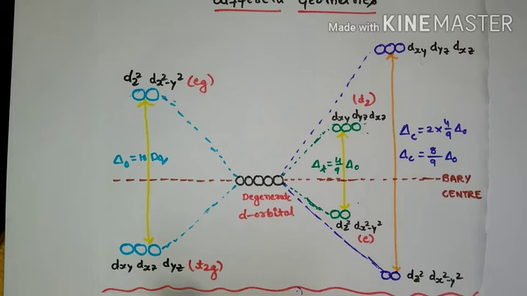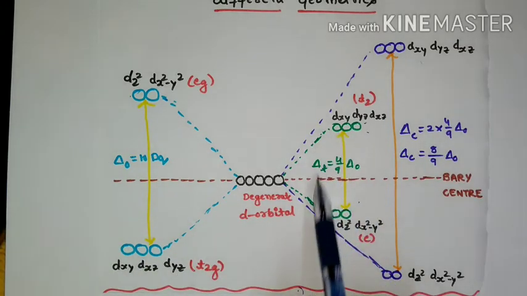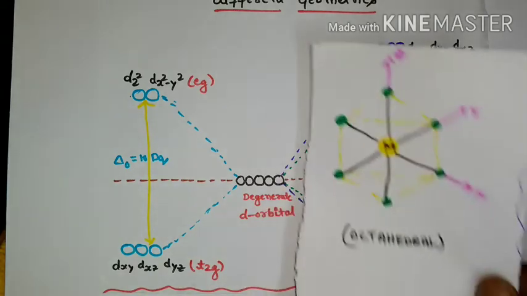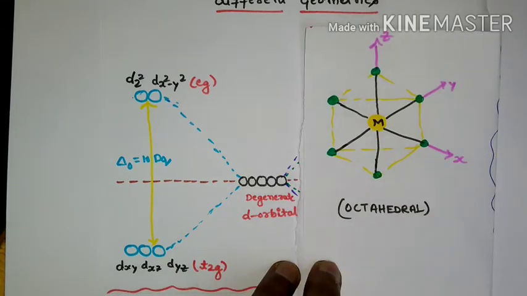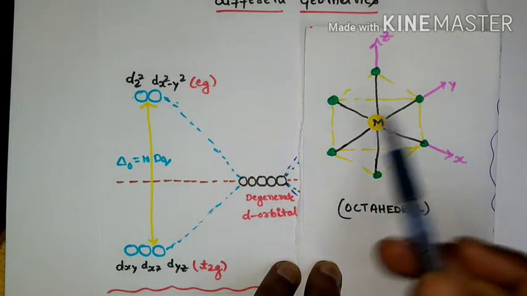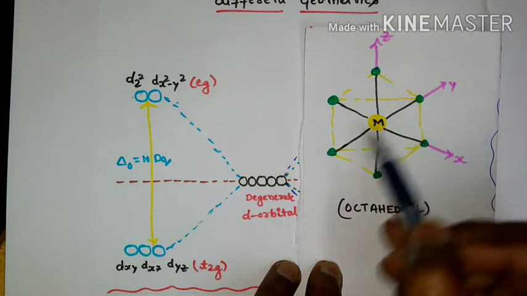So this is overall d orbital splitting for octahedral, tetrahedral and cubic geometry. First we will see how this degenerate d orbital will split in octahedral environment. So this is the octahedral geometry. We know that two d orbitals orient along the axis, whereas three d orbitals orient in between the axis. And if you look at this octahedral geometry, ligands are approaching along the axis.